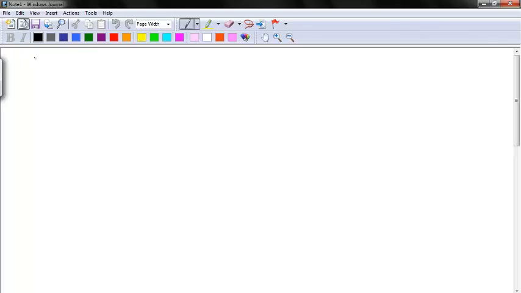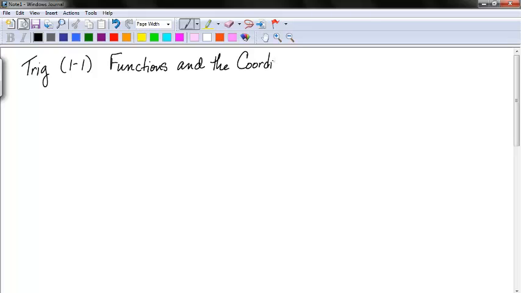Okay, so this section is on functions and the coordinate plane. We'll try to review some things that you've had before, some terms and definitions. Okay, functions and the coordinate plane.